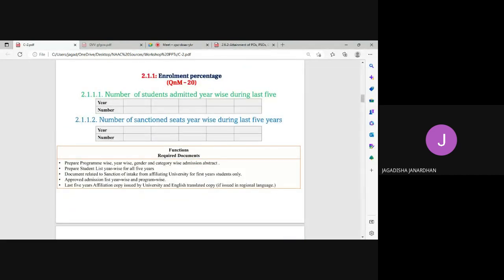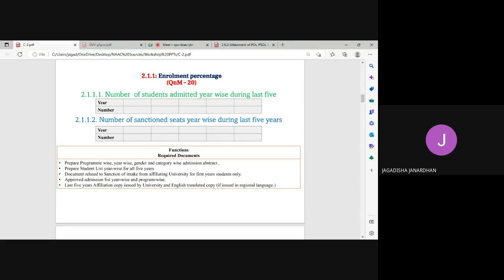Program-wise, year-wise, category-wise admission details or abstract need to be mentioned over there. That has to be printed on the letterhead of the institution. That itself serves as the second document. The first document is the affiliation letter, and we combine these two. If it is in a regional language, then we have to prepare a summary report in English that has to be submitted to NAAC.